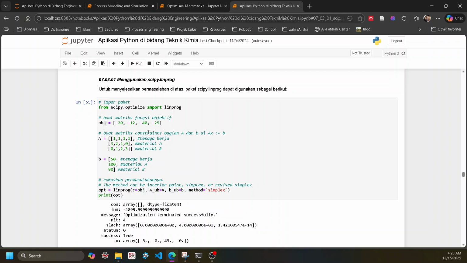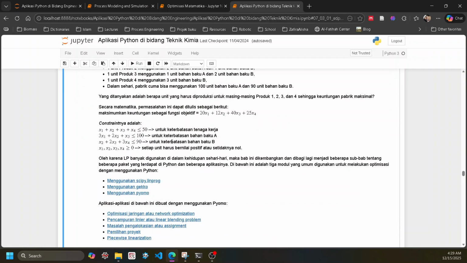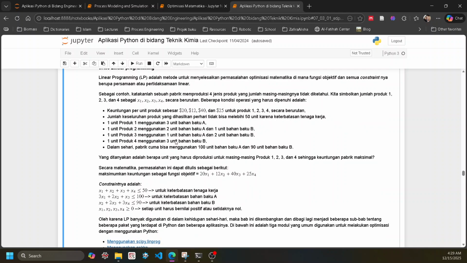And then we make the matrix because we want Ax less than or equal to b. A is the matrix of all the constraints. So for example, 1, 1, 1, 1, that is the manpower constraint. So we have three constraints: manpower, raw material A, and raw material B. So three constraints.